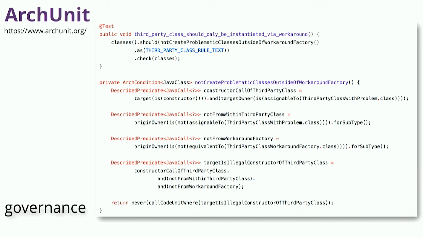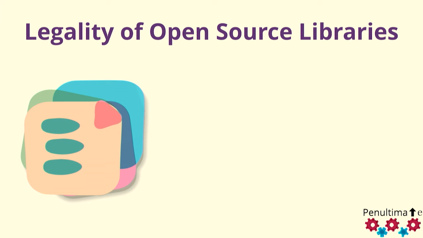Here's an example of ArchUnit building a custom rule that says I can't call this library or this particular class except through a wrapper class. You could build all kinds of elaborate governance rules here. So sometimes this is finding really slick tools like ArchUnit, but sometimes this is just figuring out ways to wire things together in useful ways.